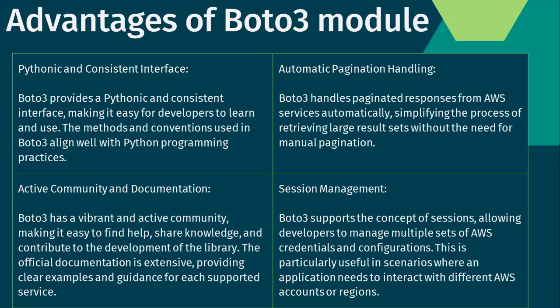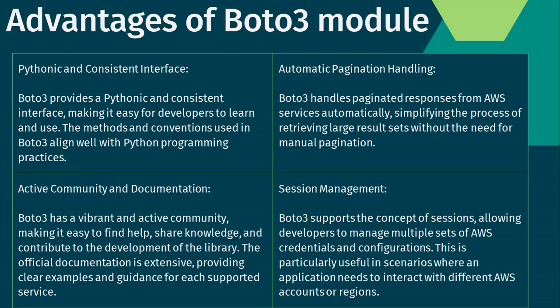Imagine you have a huge book, but you can only read a few pages at a time. So the help of automatic pagination is like having a helper who turns the pages for you and brings you the right set of pages without you having to worry about it. So likewise, what is the task of Boto3? Boto3 helps us.